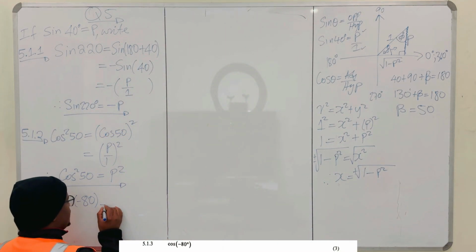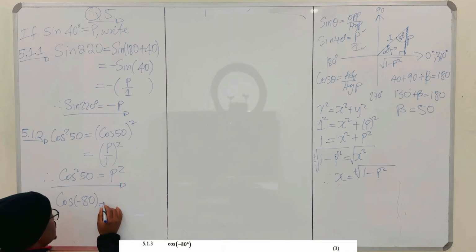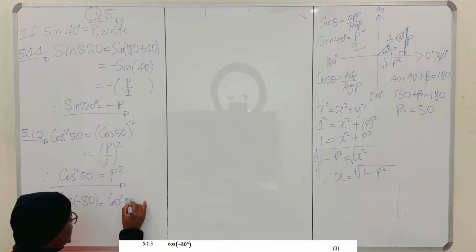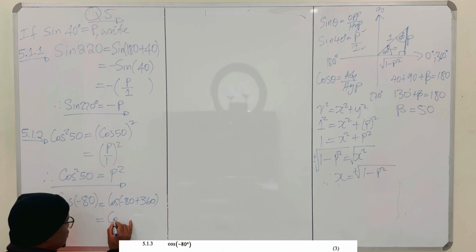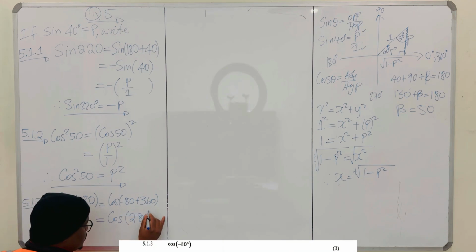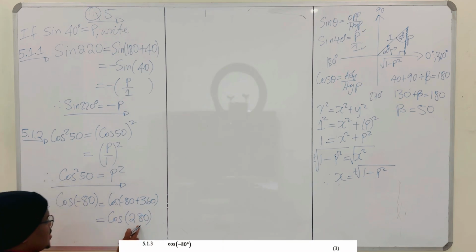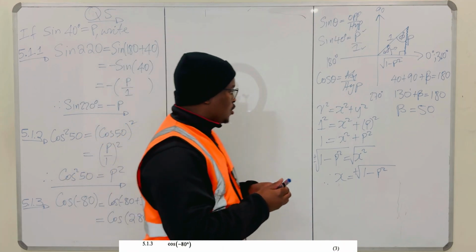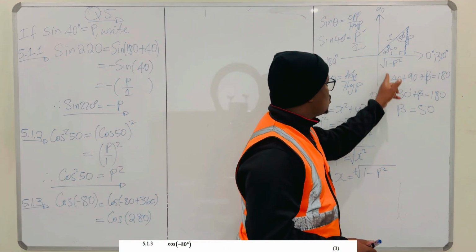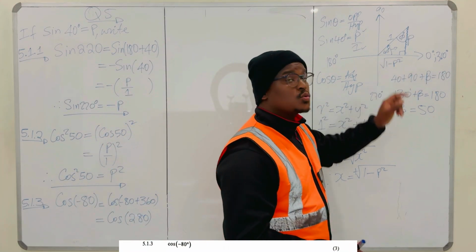So we're going to say this is equal to cos of negative 80 degrees plus 360 degrees, and this is equal to cos 280 degrees. That's what we have. Where is cos of 280 degrees? Cos of 280 degrees is on the fourth quadrant, because you have 270 here and 360 there, so 280 is somewhere in between on this quadrant.